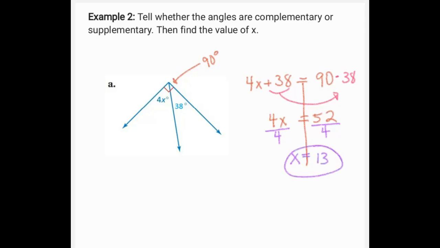Once I get the value of x, if I need to find the angle, we can always take that 4x, substitute it in here, and get 4 times the 13 to find out what the angle is. In this case, 4 times 13 is going to give us 52 degrees. We could also have subtracted: since I know that two angles equal 90 degrees, I can always do 90 degrees minus 38 to give us that 52 degrees as well.